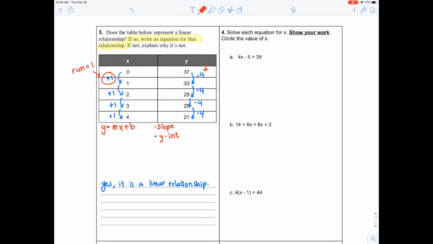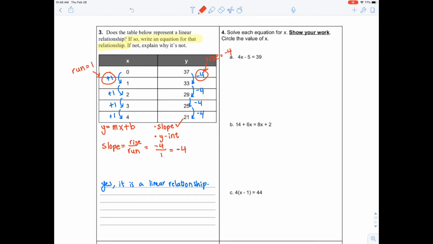My rise is related to y. So how much am I changing y by each time? My rise is going to equal -4. So when I write my slope, my ratio, rise over run, I should get something like this. My rise is -4, my run is 1, and this simplifies to just plain old -4. Okay, next. So we're good. We found our slope. Check mark. Now we need to find our y-intercept.